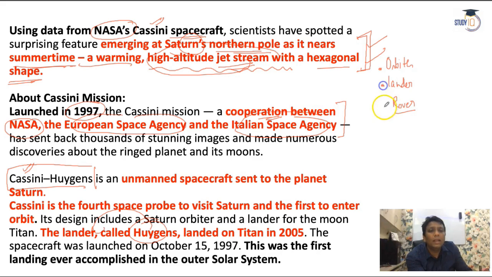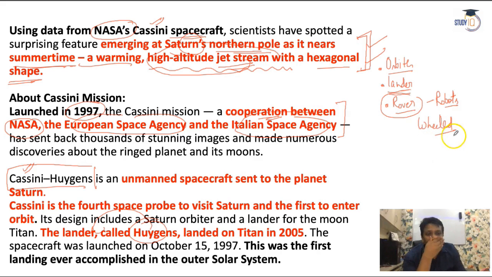Orbiter, lander, and rover. What is an orbiter? Orbiters are those you put into a particular orbit for imaging and signal purposes. A lander is the technology through which you land on the surface, and rovers are a kind of robot. These robots have wheels, and with the help of the wheels they move on the surface.